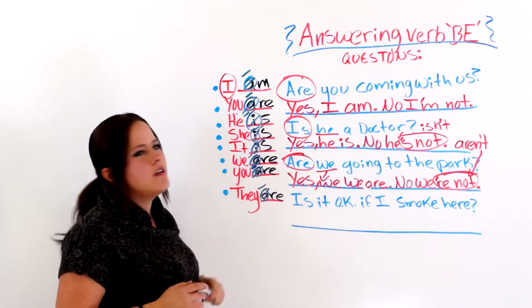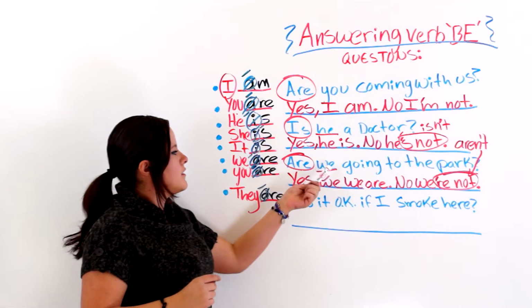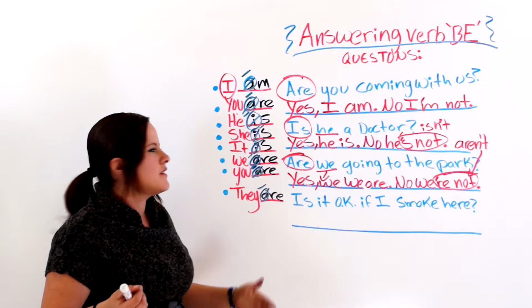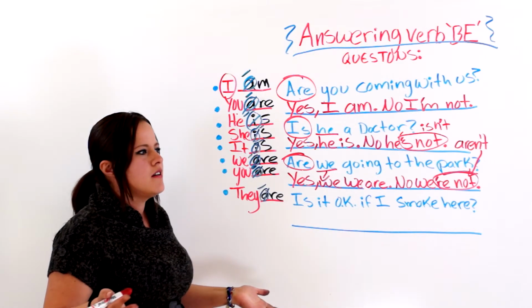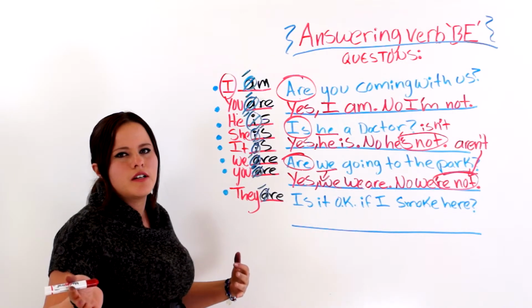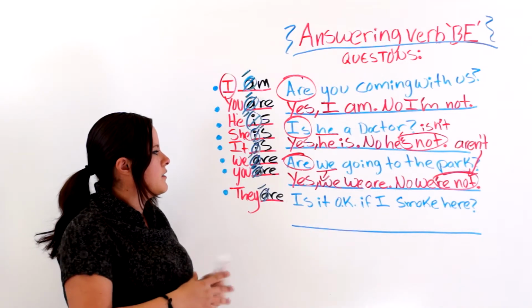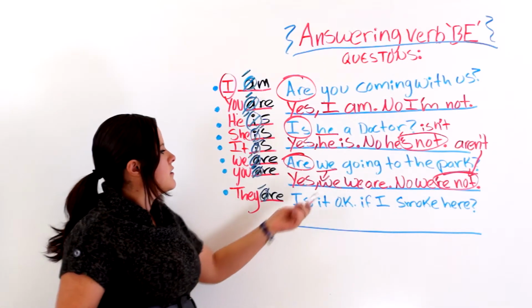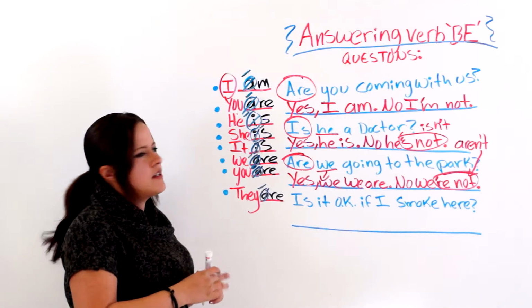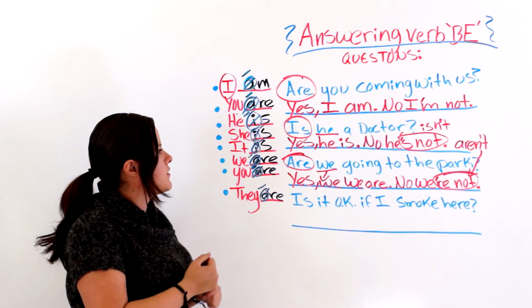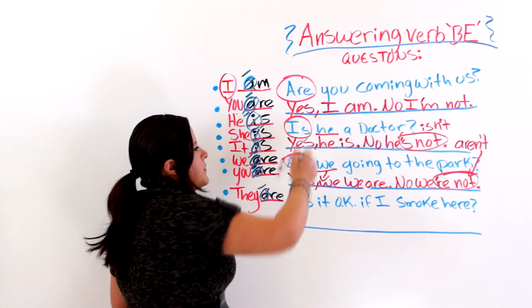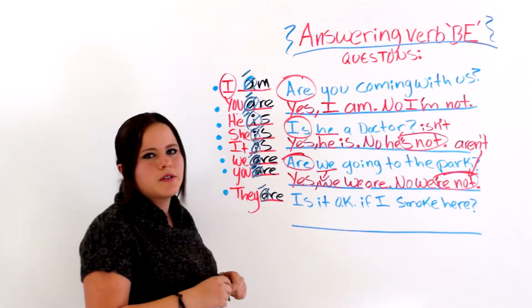Remember, you have to be careful and look at the pronoun you're using, okay? For example, maybe they're not gonna say we. You can say like, are John, Jessica, and I going to the park? You know that's we, right? Yes, we are. No, we're not, okay? Or, is Daniel a doctor? Yes, he is. Or no, he's not. You're not always gonna be using the personal pronouns, but sometimes, right? But you already know what those are.